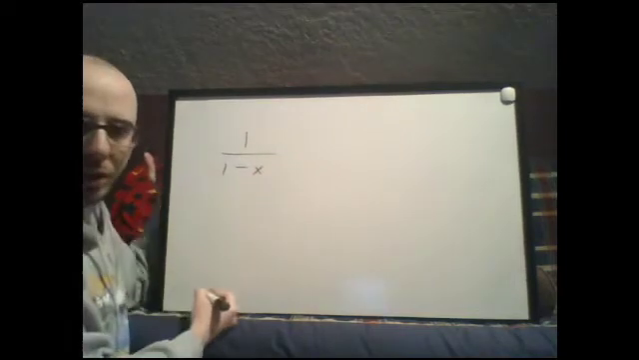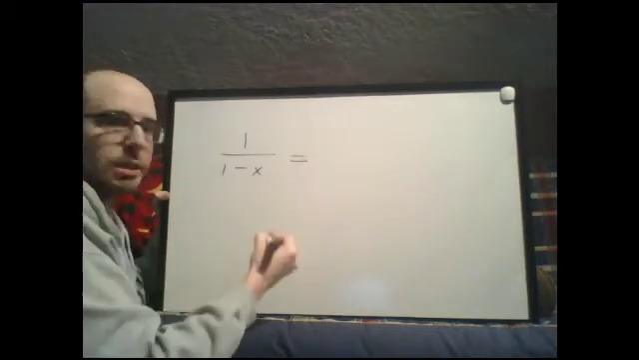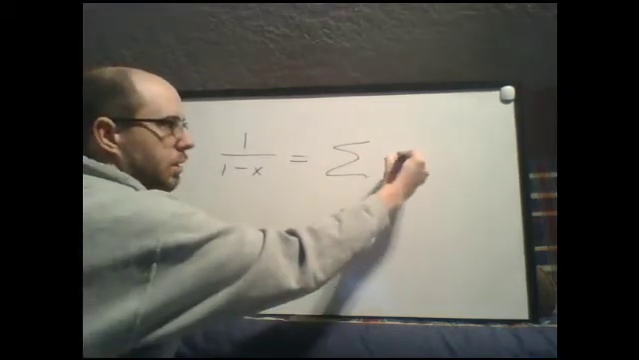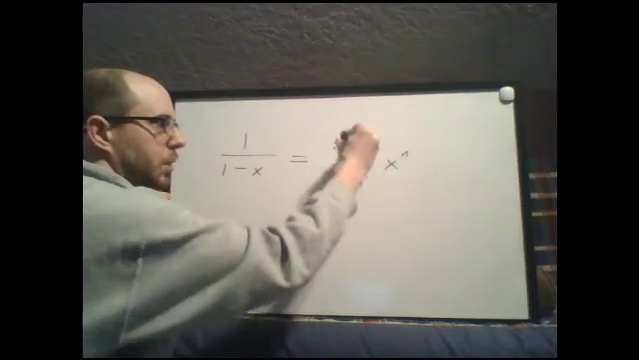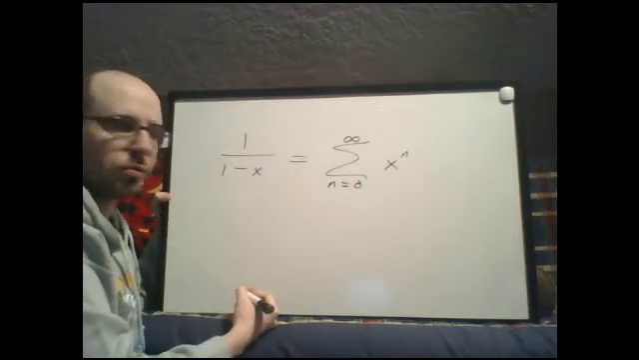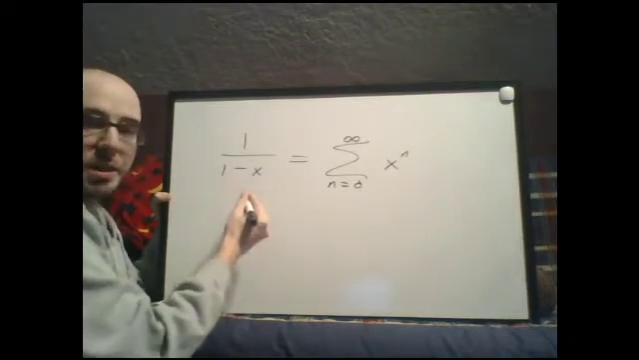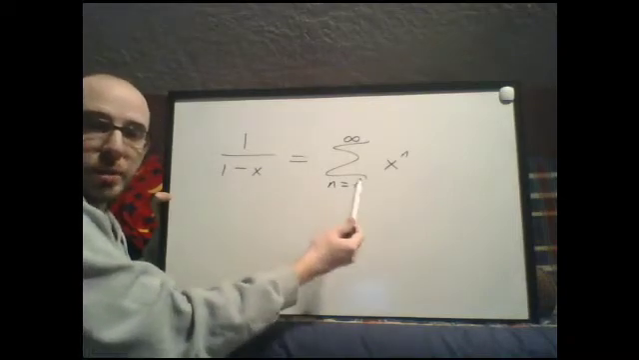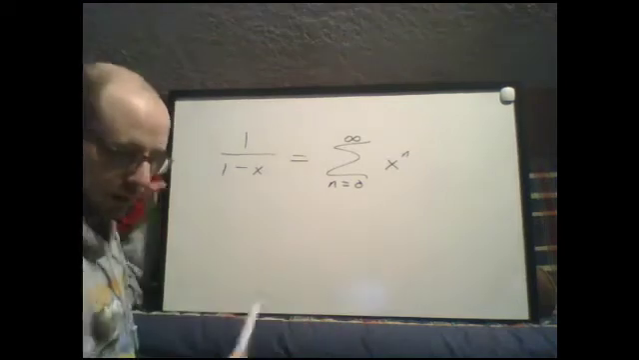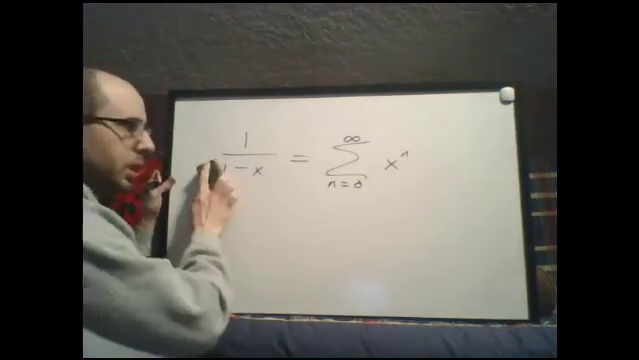For instance, 1 over 1 minus x, which could be written as a power series, summation of x to the n as n goes from 0 to infinity. So we say that this function has this power series representation. So what we want to do in this section, 11.10, is come up with a method for determining a power series representation for other functions that don't just arise from pre-existing power series that we already know.